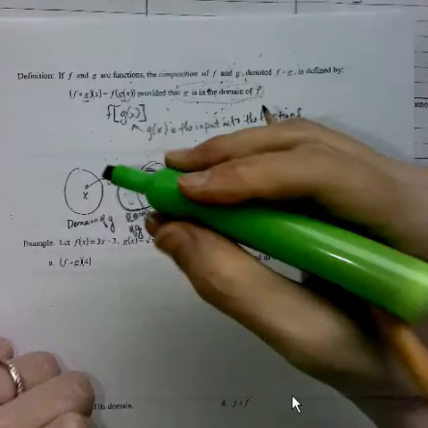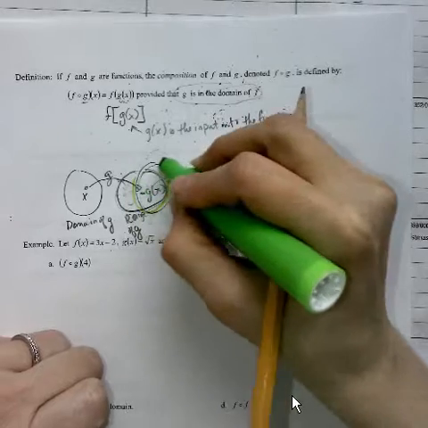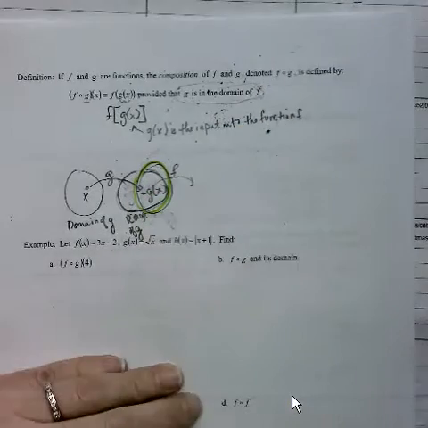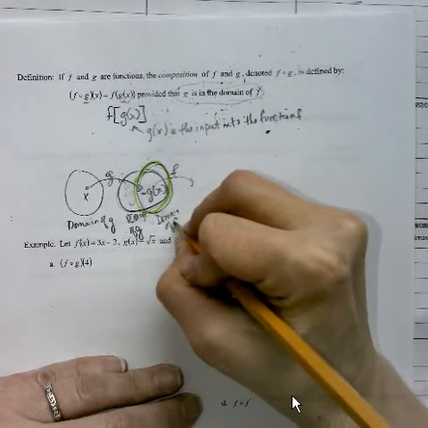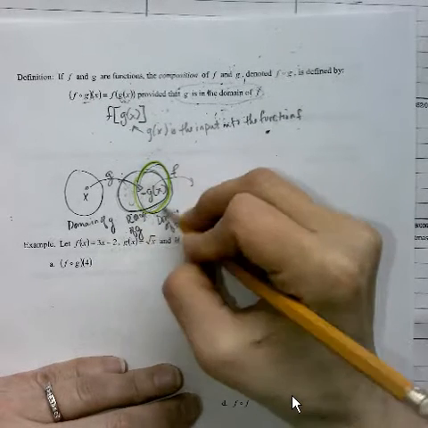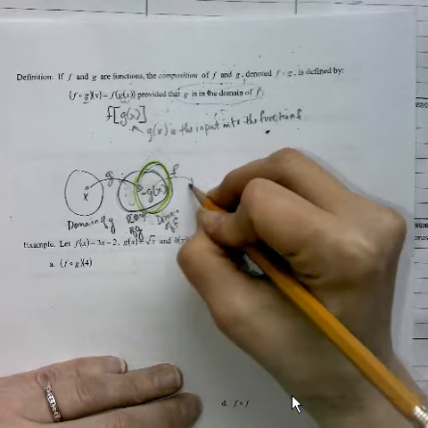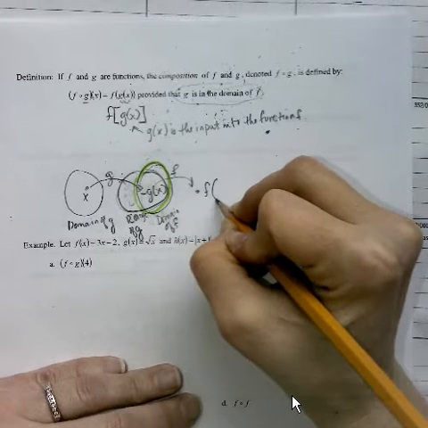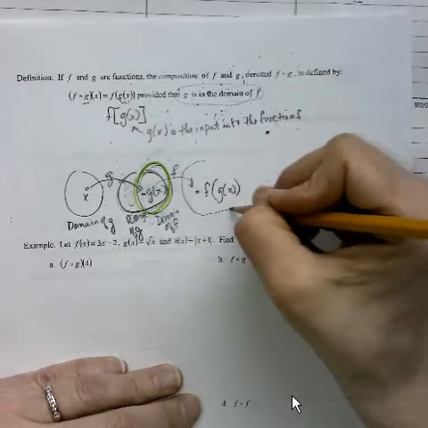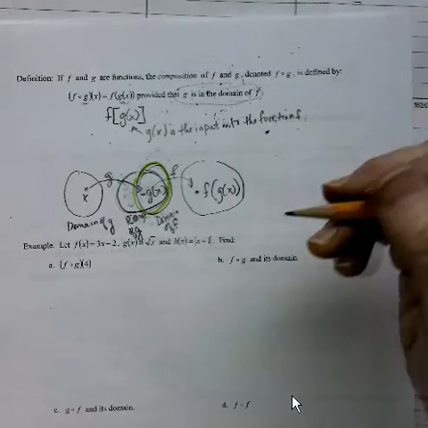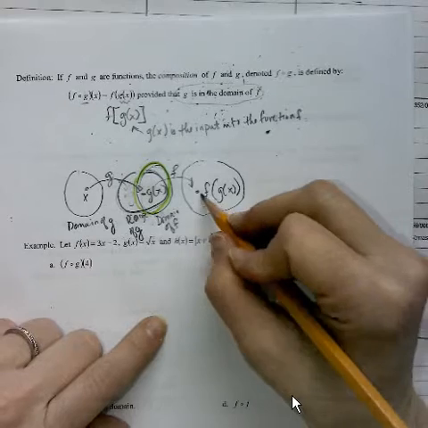And then this circle here, these are the numbers that you can plug in for f. Domain of f. So as long as this output is falling in that domain, then you can plug it into f. And now you've got f at g at x. So we're using these circles to represent our sets. And so this is now our output.